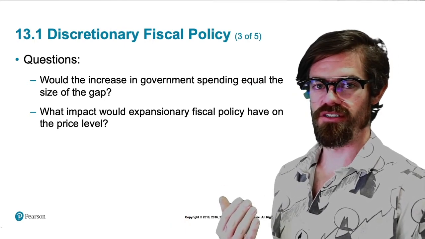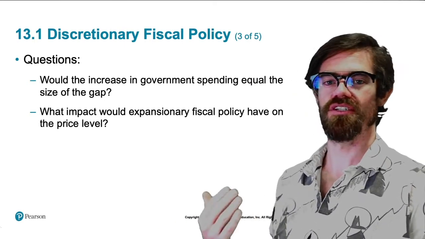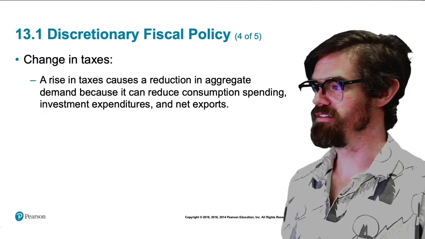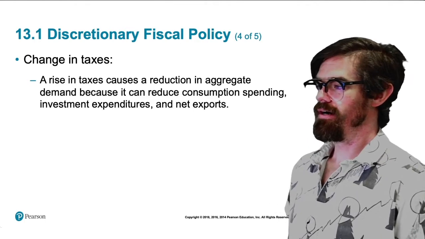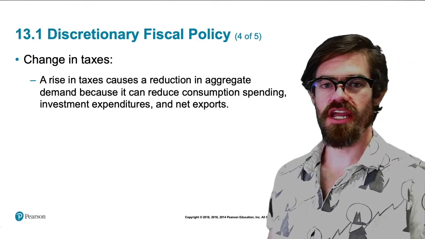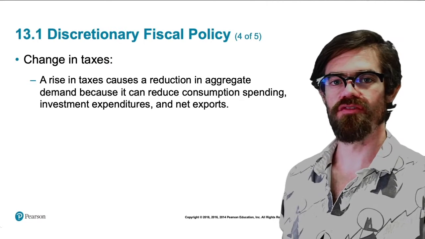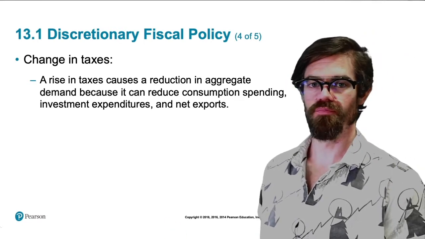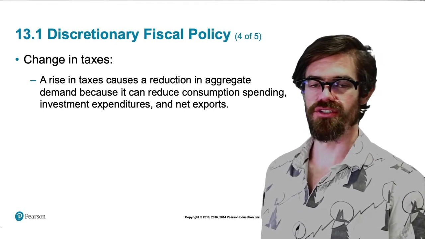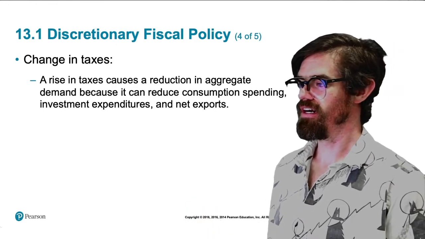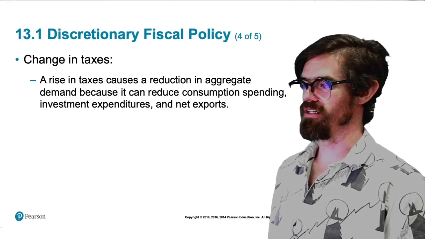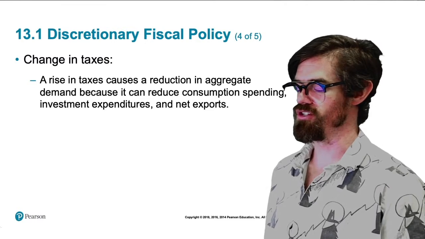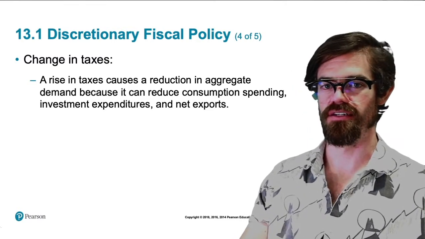Expansionary fiscal policy is fiscal policy that increases aggregate demand, and it helps to expand output and real GDP. And like I mentioned, rather than changing its spending, another way the government can stimulate the economy is by changing taxes. And so this has an effect basically on consumption, right? So if it increases taxes, it causes a reduction in aggregate demand because it reduces consumption spending. It can also reduce investment expenditures and as well have an impact on net exports.